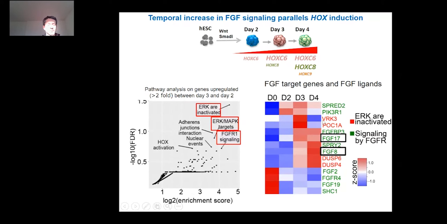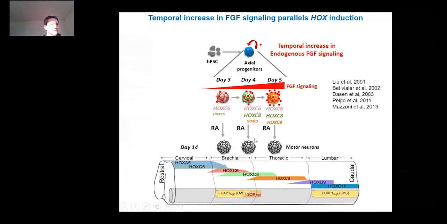We also observe a temporal increase in some FGF ligands over time, such as FGF8, for example. So this result suggests that an increase in FGF signaling parallels the sequential activation of Hox genes. And as FGF was previously shown to change Hox expression in the neural tube, for example, we investigated whether this rise in endogenous FGF signaling might be important for Hox activation.